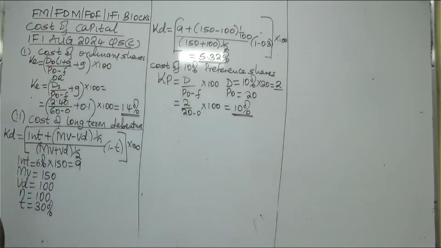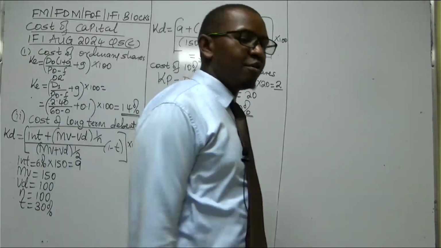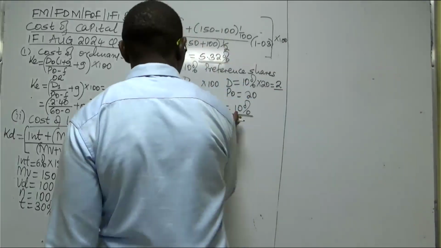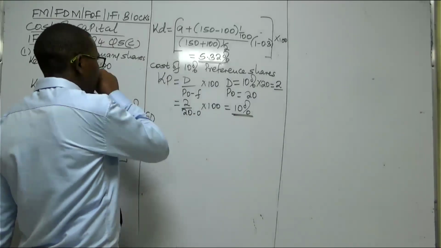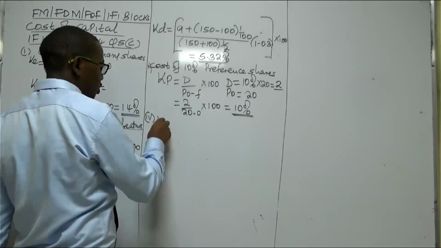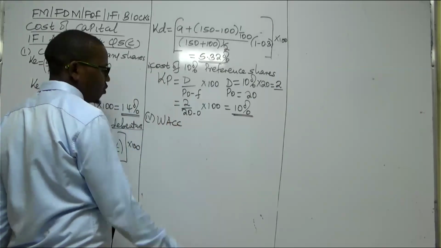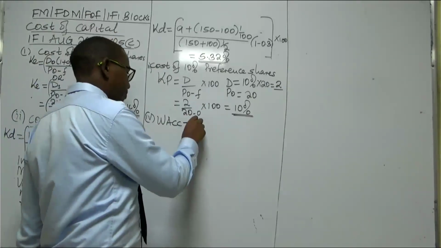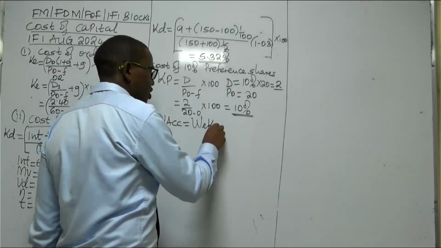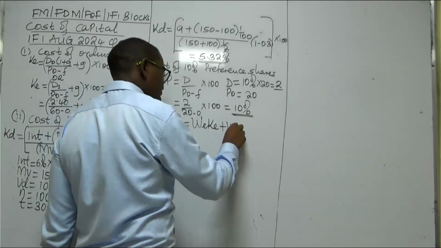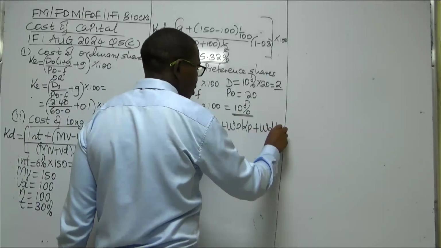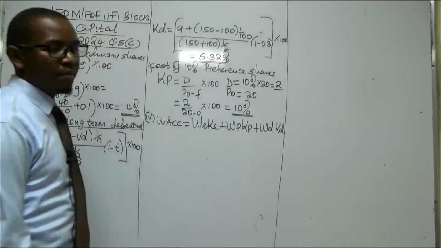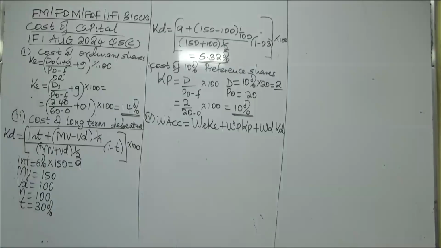That is the cost of preference shares. Anything that is still trading at par value, in that case, it will be equal to that. So from there, we can now get the WACC. The WACC, the weighted average cost of capital, is given by weight of ordinary shares times cost of ordinary shares, plus weight of preference shares times cost of preference shares, plus weight of debenture times cost of debenture. That is how we get the WACC.